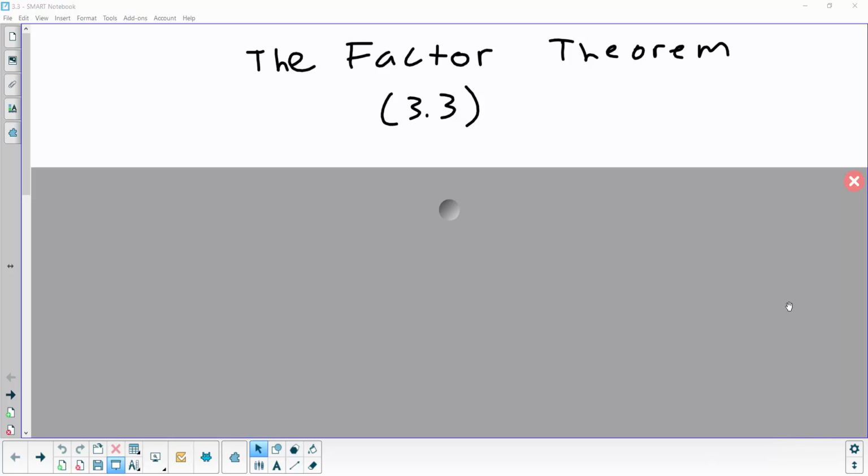All right, so today we're going to take a look at 3.3, which is on what they call the factor theorem, but it really ties in a little bit with long division and finding remainders. So we're going to talk a lot about dividing, which helps us to factor things.